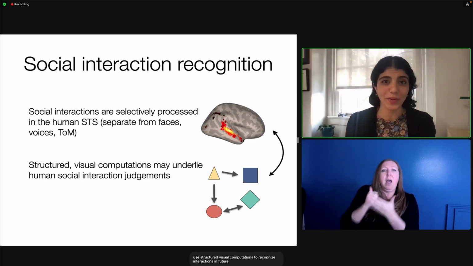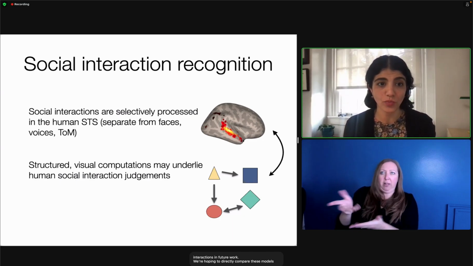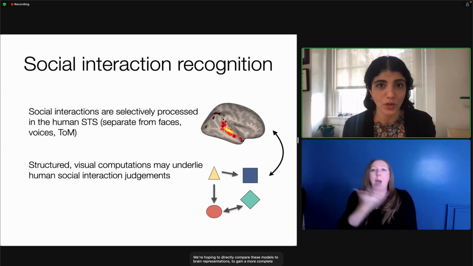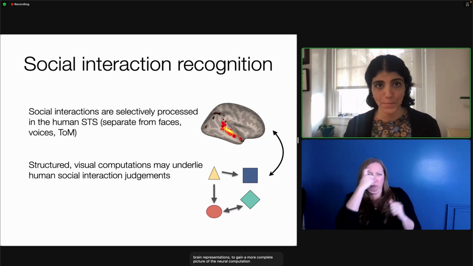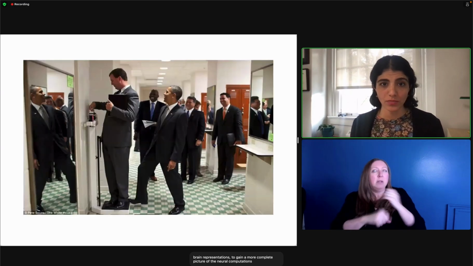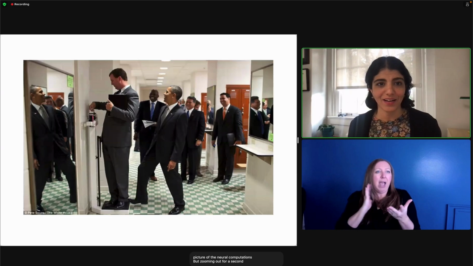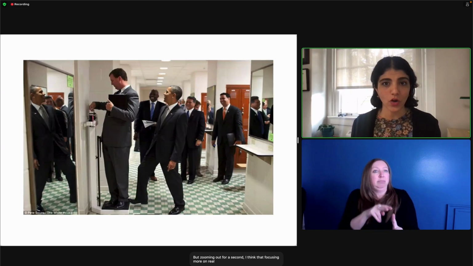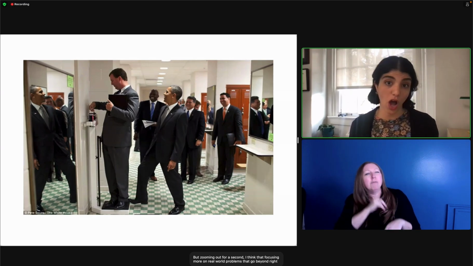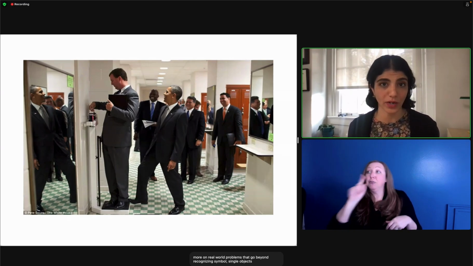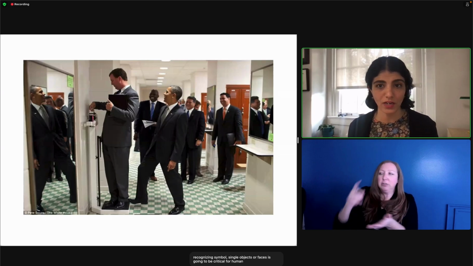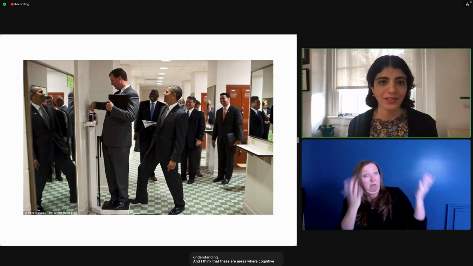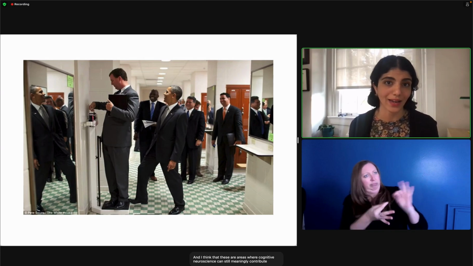In future work, we're hoping to directly compare these models to brain representations to gain a more complete picture of the neural computations. But zooming out for a second, I think that focusing more on real-world problems that go beyond recognizing single objects or faces is going to be critical for human scene and event understanding. And I think that these are areas where cognitive neuroscience can still meaningfully contribute to AI and machine learning.